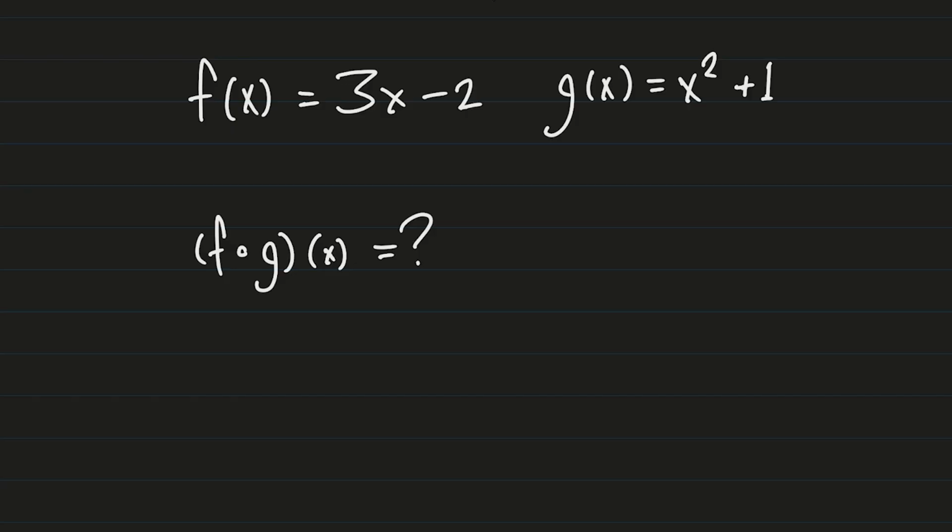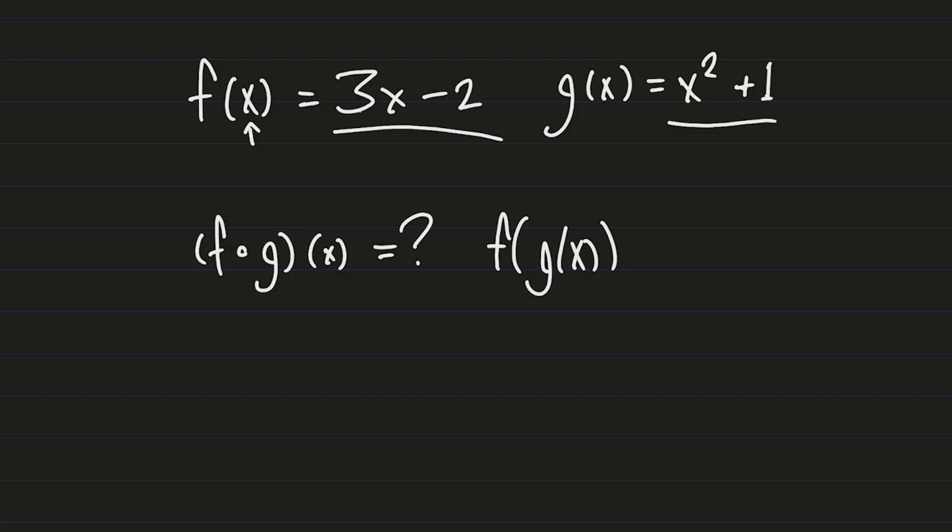Let's take a look at another example of a composite function. Here we have f of x equals 3x minus 2, and g of x equals x squared plus 1. How do we find f of g of x? We know that this, with this little open circle, is the same as f of g of x. These are the same thing, right? So let's think about it this way.